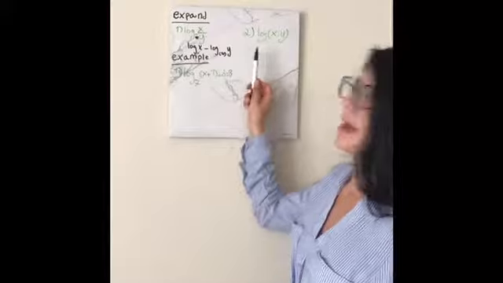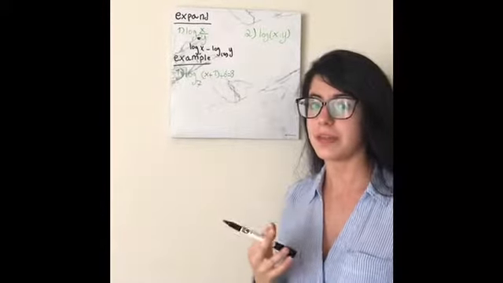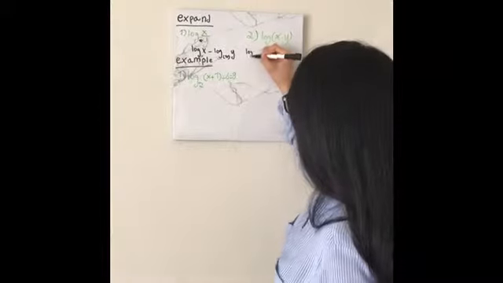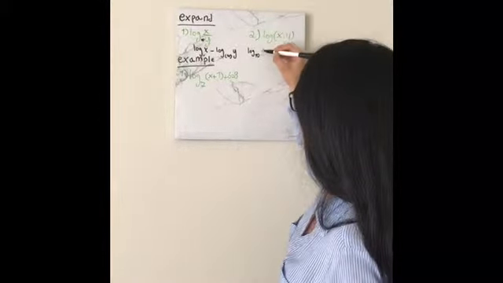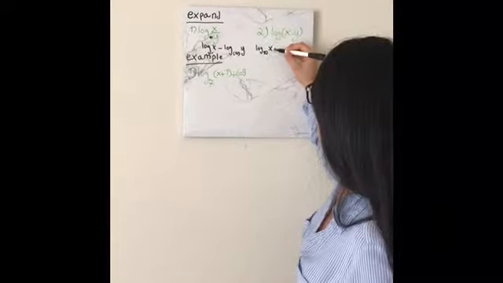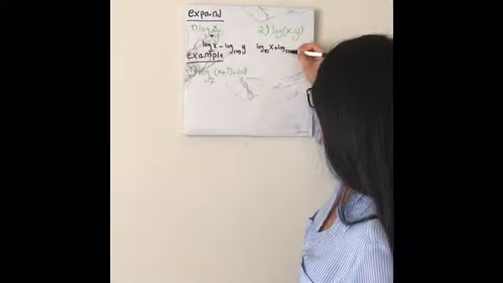And in order to expand this, we're going to basically do the same thing, except we're going to change the sign. So we're going to have log of, again, the base is going to be 10, x, so log of x plus log of y instead of minus.